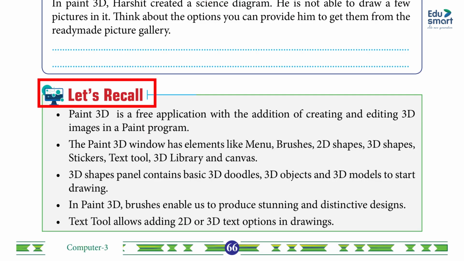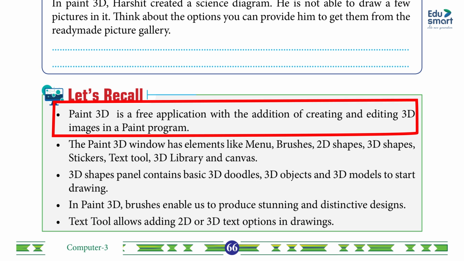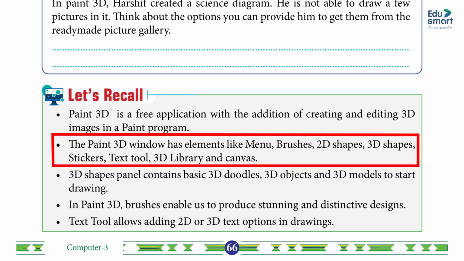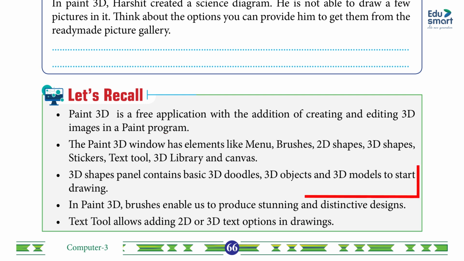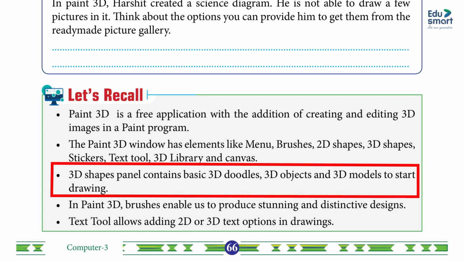Let's recall. Paint 3D is a free application with the addition of creating and editing 3D images in a Paint program. The Paint 3D window has elements like menu, brushes, 3D shapes, 2D shapes, stickers, text tool, 3D library and canvas. The 3D shapes panel contains basic 3D doodles, 3D objects and 3D models to start drawing.